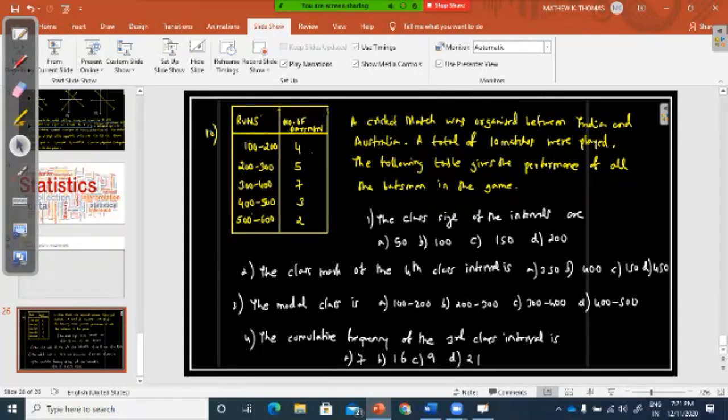What is the modal class? 300 to 400, sir. For those who have not done statistics, we have to see the highest frequency. The highest frequency is 7, and the class interval corresponding to the highest frequency is your modal class. So 300 to 400 becomes your modal class, option C. What will be the cumulative frequency of the third class interval? 16, sir. Correct. This is going to be 4, then 4 plus 5, 9, then 9 plus 7, 16. So that is the cumulative frequency, option B.